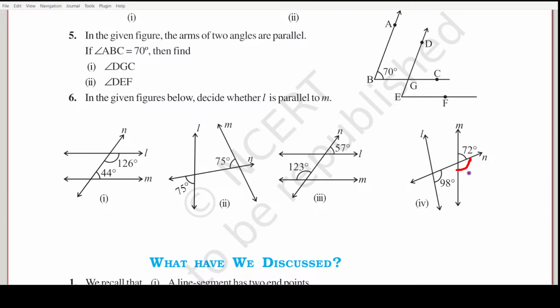180 minus 72, that's 108. So this angle should be 108, right? So just extend it a little bit, make it 108, and this will become parallel. Understood?